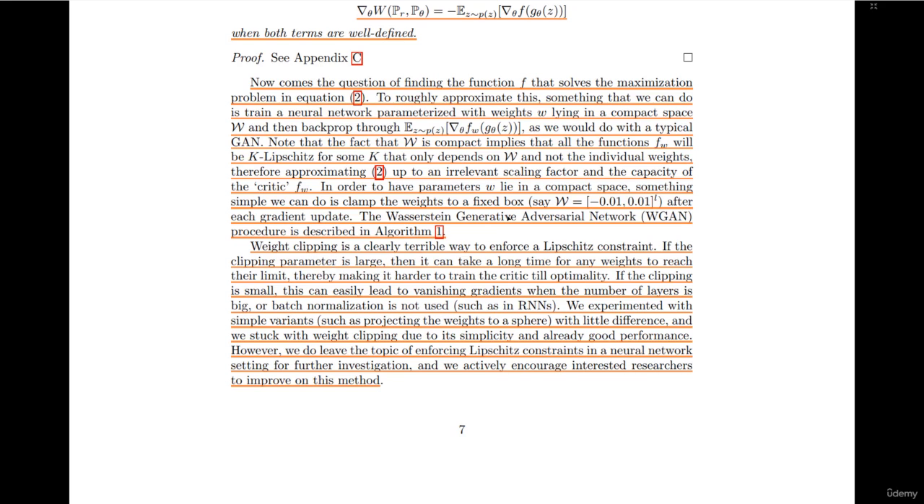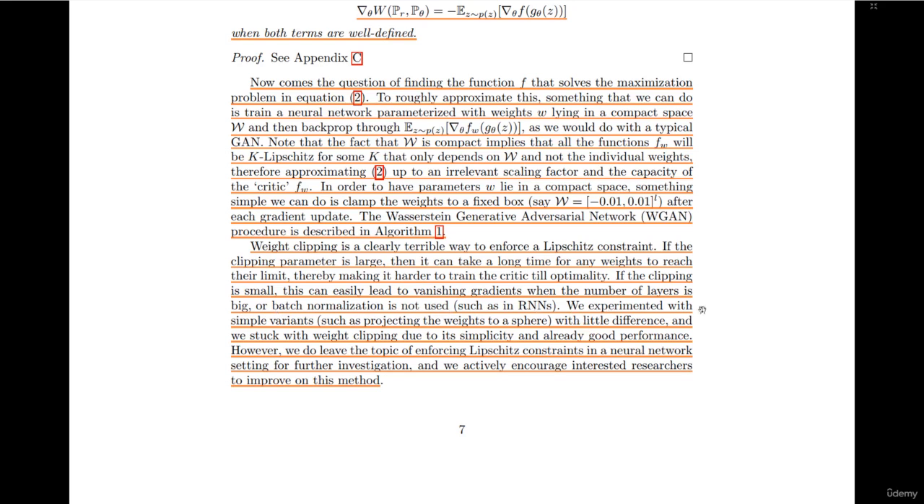Weight clipping, that is limiting the weights to lie in a certain range, is a terrible way to enforce the Lipschitz constraint. If the clipping parameter is large, then it can take a long time for any weights to reach their limits, thereby making it harder to train the critic till optimality. If the clipping is small, this can easily lead to vanishing gradients when the number of layers is big, or when batch normalization is not used, such as in RNNs.